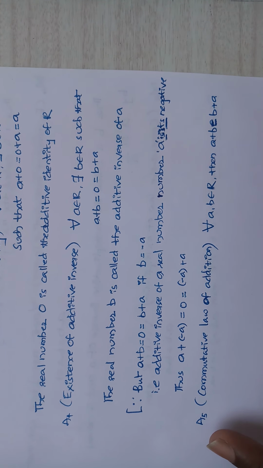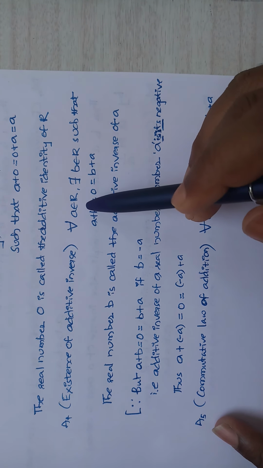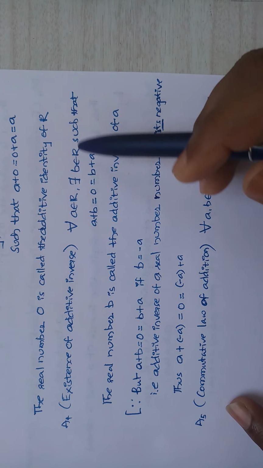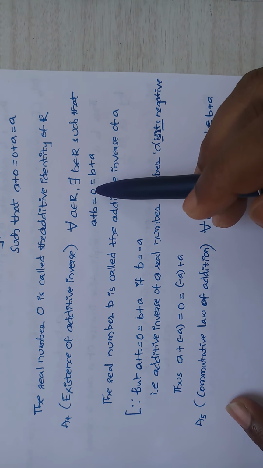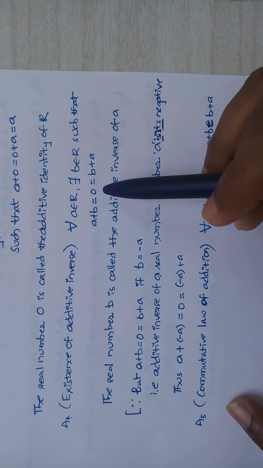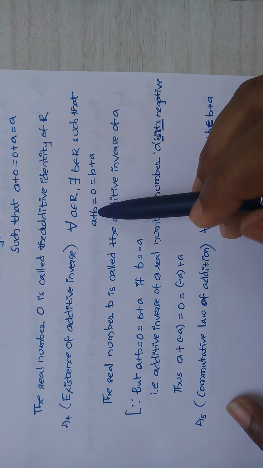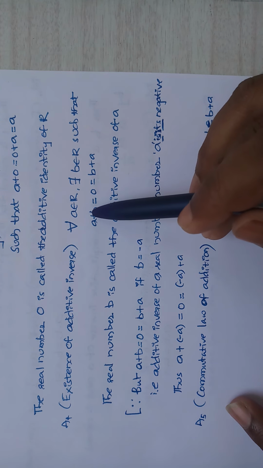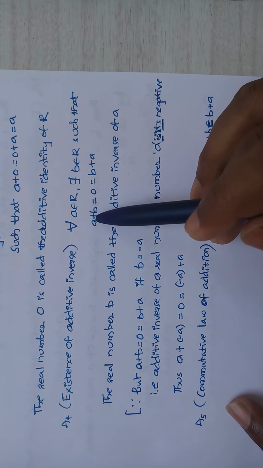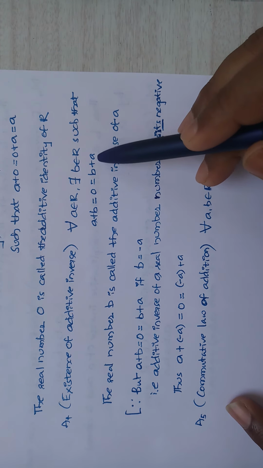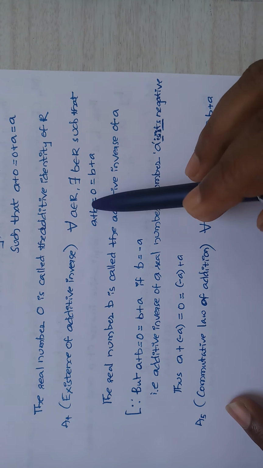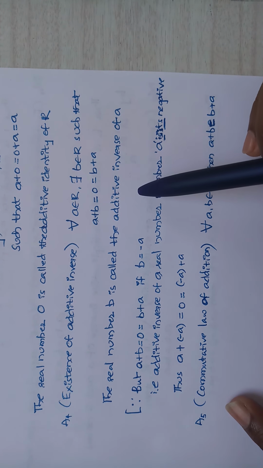Next, existence of additive inverse. For all a belongs to R, there exists b belongs to R such that if we add these two, we have to get 0. So a plus b is equal to 0 and b plus a is also 0. Here b is called the additive inverse of a. In place of b, if we take minus a, then a plus minus a is equal to 0 and minus a plus a is also 0. So here b is called the additive inverse of a.